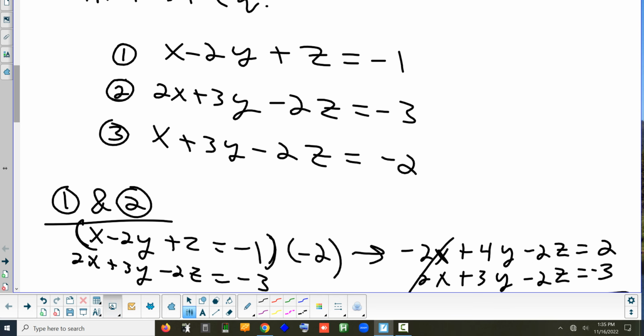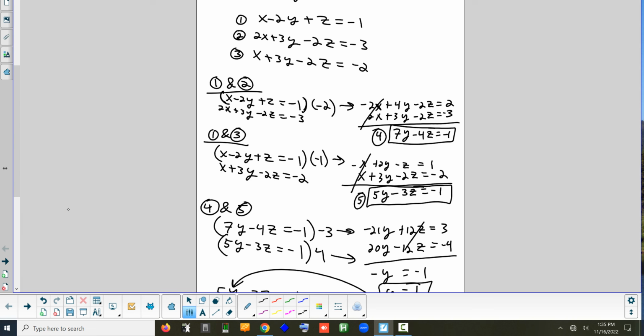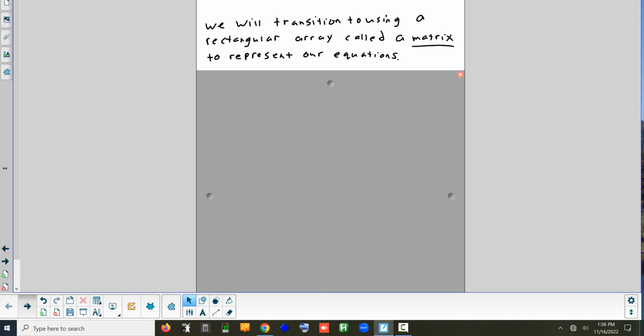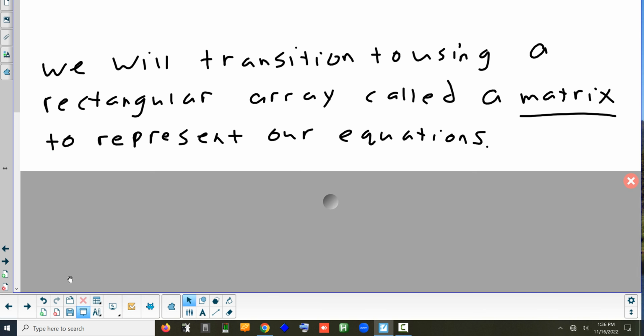All right, so one thing that's not the best about this method is a lot of what we wrote up there was the letters x, y, and z. We probably wrote them 30 or 40 times. There's a way we can do this without having to keep writing letters. And that's what I'm going to show you now. We're going to do that problem again. Exact same problem. But I'm going to show you how to do it with a matrix.